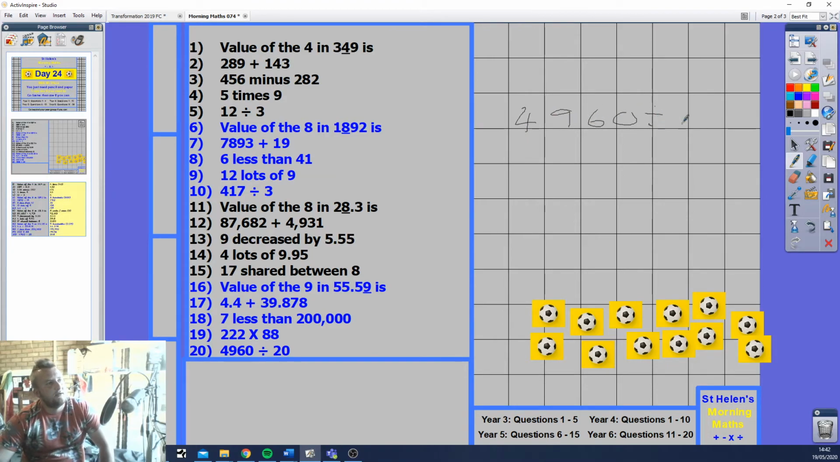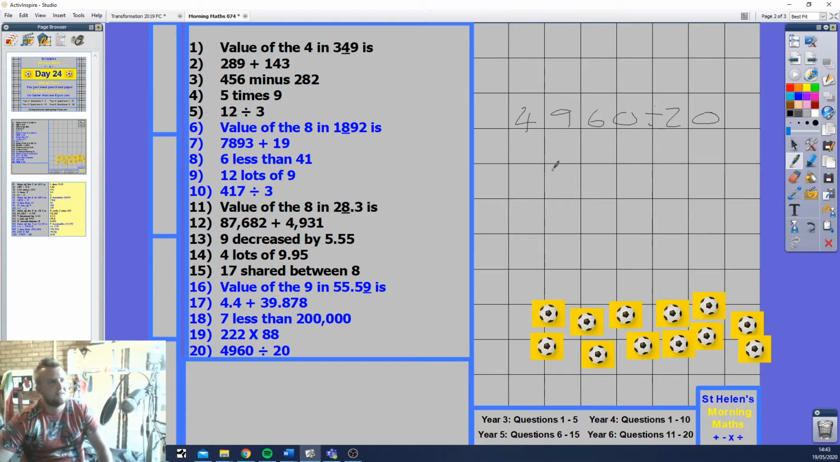4960 divided by 20. You've got a 0 on the end of this number and the 0 on the end of this number. Remember, when we divide, it's commutative. We can change things up as we go. The rule is that if there's a 0 on each ending number, you can divide each number by 10.